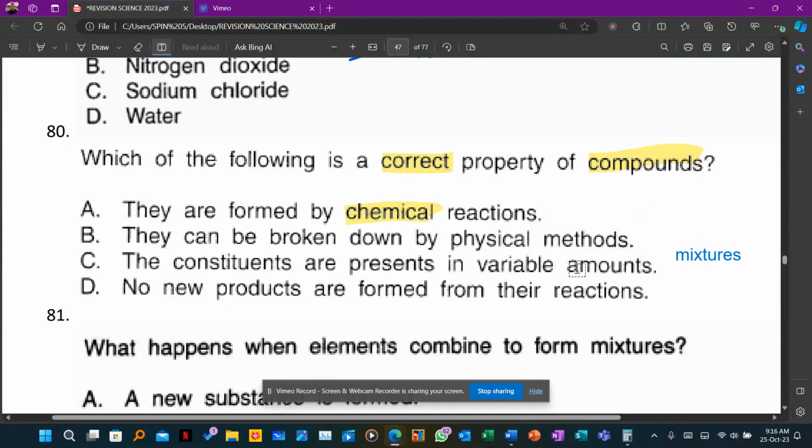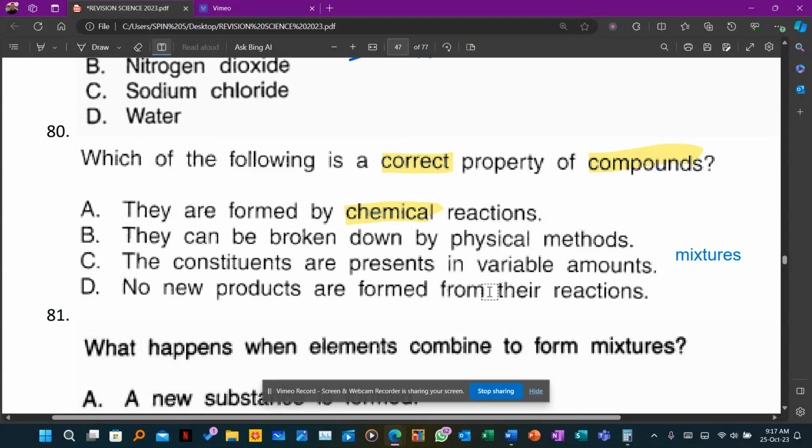Constituent present are in variable amount. That one is also in mixture. For example, water, it doesn't matter the amount. The formula will always be H2O. So as a compound, it is H2O. It's not H2O2 or H3O or H4O, H10O. No, it's always going to be H2O. That's what it means by constituent are present in fixed amount.